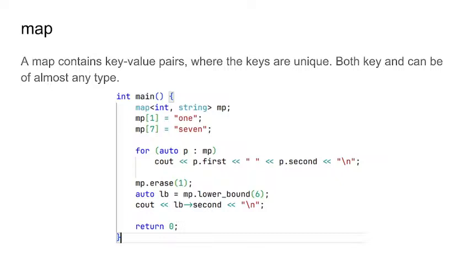Let's say you have not added mp[2]. If you access mp[2] and the value type is int, it will give you a 0. If it's a string, it will give you an empty string. Now, for auto p : mp, what do you think p.first and p.second are? p.first is the first element of the pair, p.second is the second element, and now you can print them in that fashion.